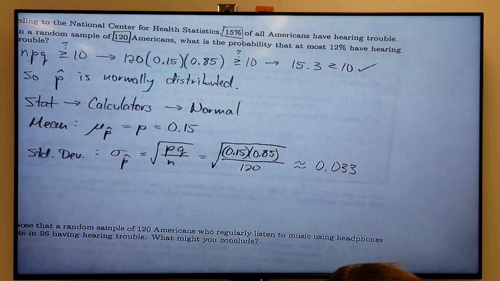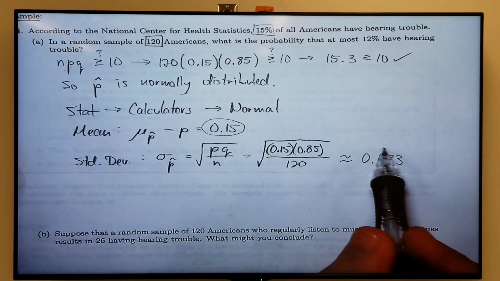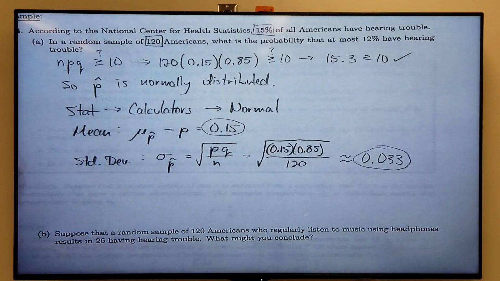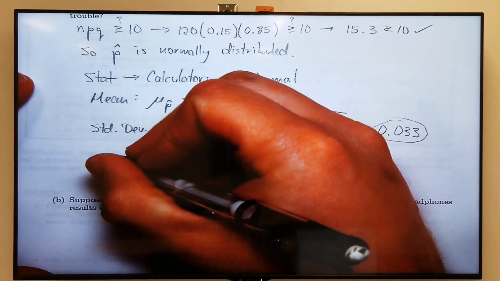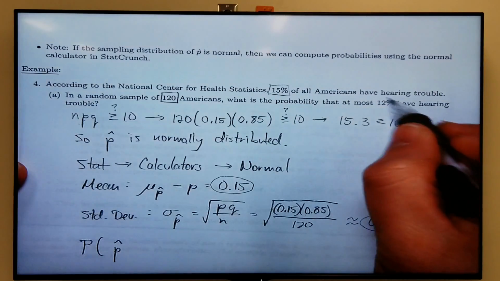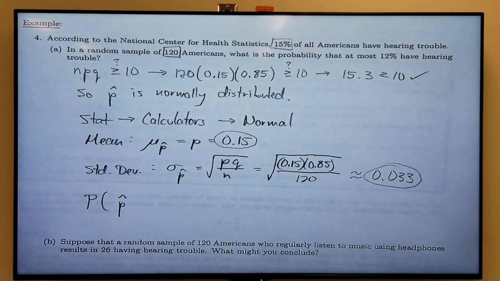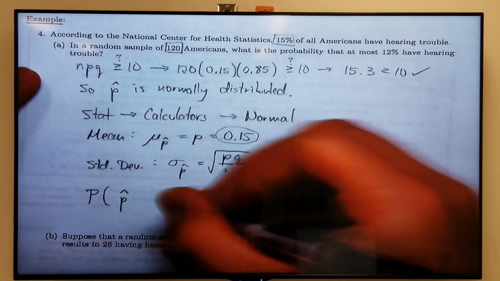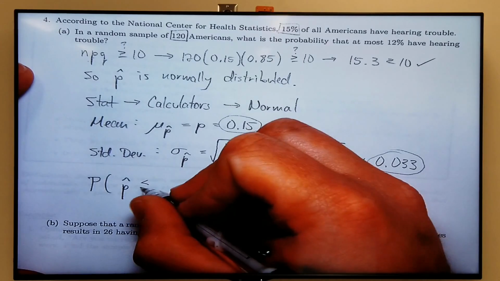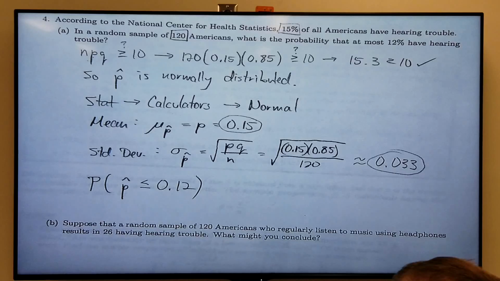So once we've entered, so we're going to go to the normal calculator. We're going to enter this for the mean. We're going to enter this for the standard deviation. And then once we've done that, we can compute the probability that they're asking us for. They're asking us for the probability that p hat is at most 12%. At most, that would mean 12% or less, right? If the most it can be is 12%, then that means p hat has to be 12% or smaller. So we're going to say probability p hat is less than or equal to 12%, right? 0.12. Let's go to StatCrunch and see what this is.